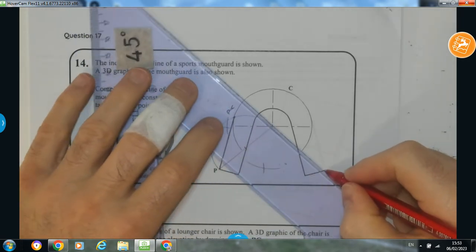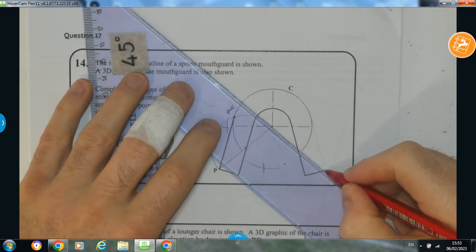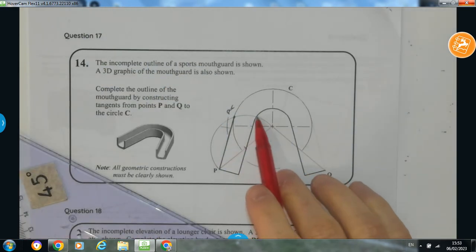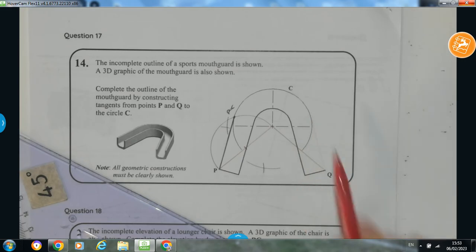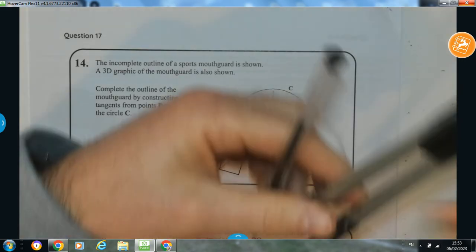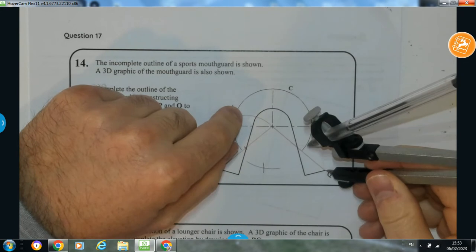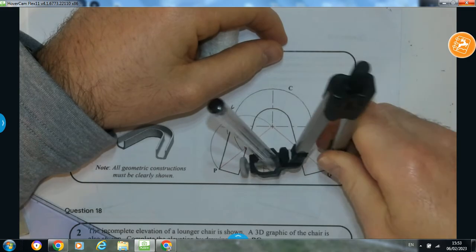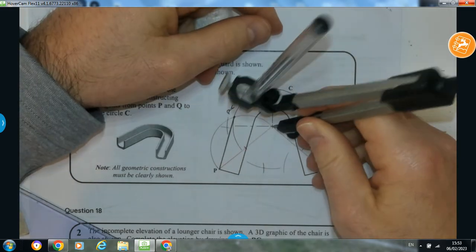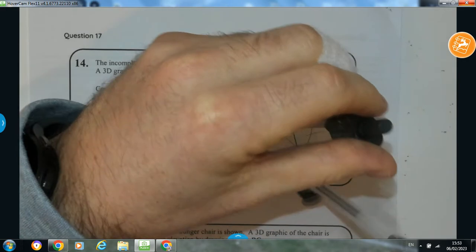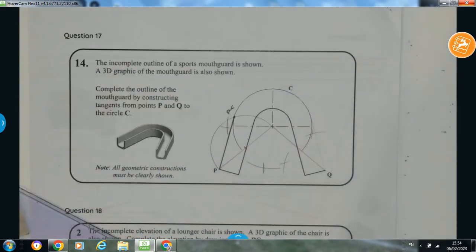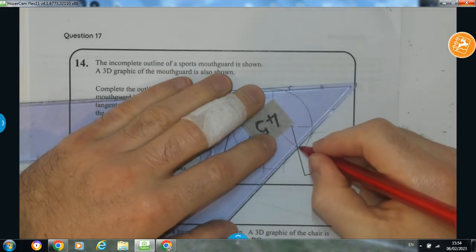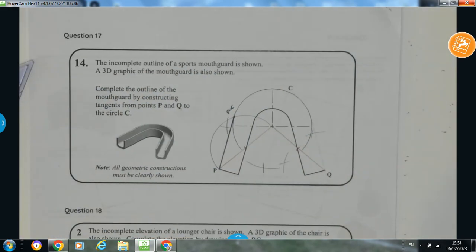I would connect Q to the center. Now I don't have to do this because it's symmetrical. If I was just to bring this line straight across to here, that would locate my point of contact. But just to go over the principle again, you connect Q to the center, bisect that line, so pick a distance greater than halfway. And then where those lines cross each other, here and here, I've now found the center point.